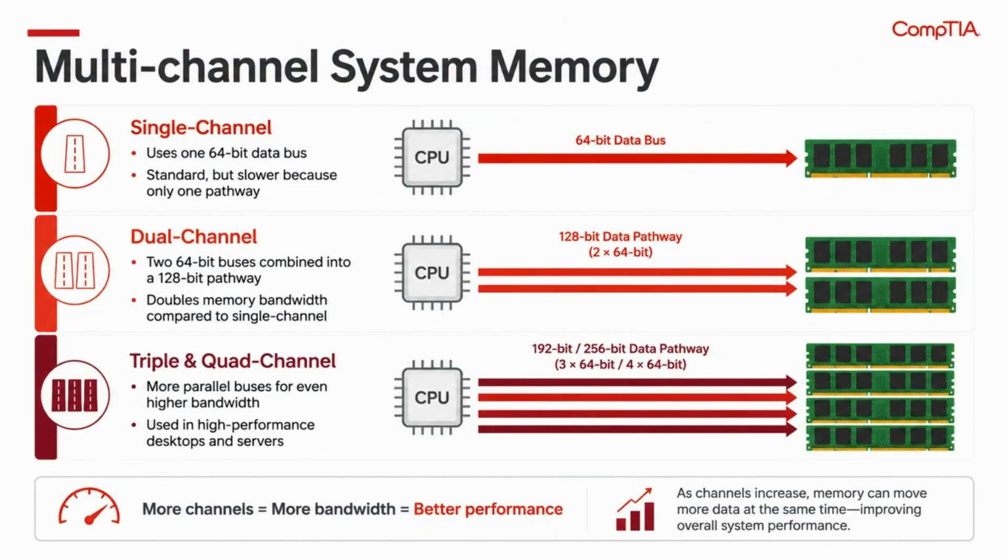Single-channel memory uses a single 64-bit bus, which is standard but limited in speed. Dual-channel memory doubles this with two 64-bit pathways, totaling 128 bits. Triple and quad-channel configurations add further parallel buses, providing even higher bandwidth for high-performance servers and desktops.